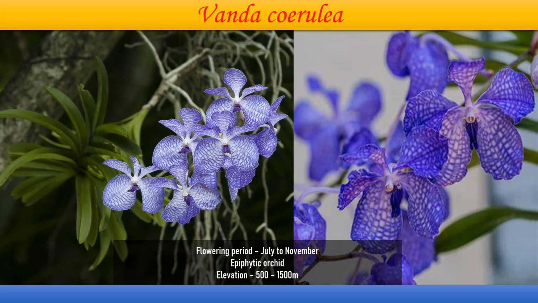Then the flowering period is from July to November, and the elevation is 500 to 1500 meters. So in India you will find it in Manipur, Meghalaya, Mizoram, Nagaland, Arunachal Pradesh, and Sikkim. In these specific places of India you will find this Vanda caerulea.